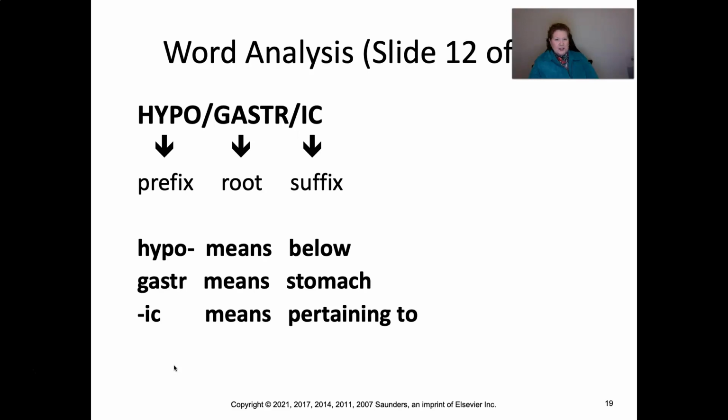So let's take a look at this one. Hypo is the prefix, gastr is the root, ic is the suffix. Hypo means below, gastr means stomach, and ic means pertaining to. So this one would mean it is something pertaining to below the stomach. So when you say hypogastric, it's below the stomach.